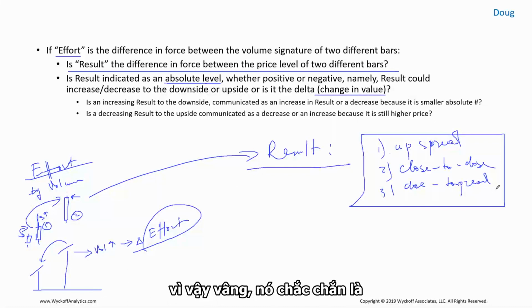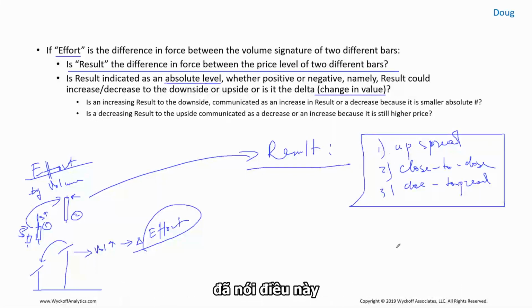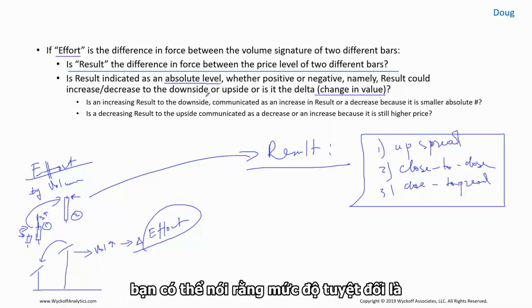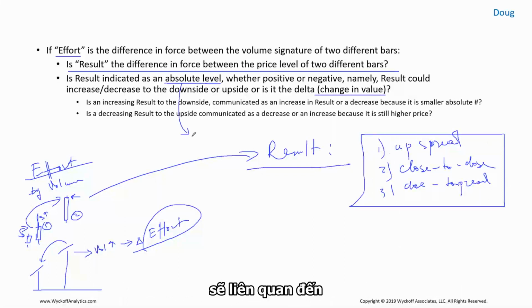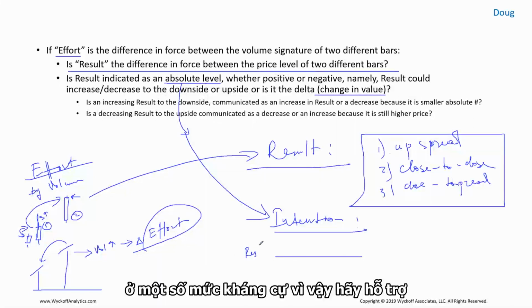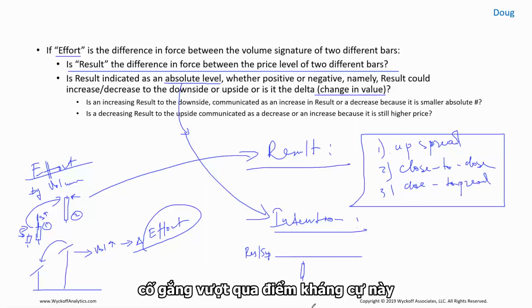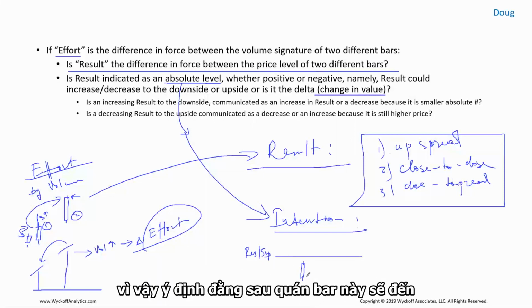So yes, it's definitely a quantifiable change in value type of parameter. Having said this, you could say that the absolute level is going to be related to the intention itself, right? Because we are going to be looking at some level of resistance or support. It doesn't really matter. And then we're going to be looking for the bar that's going to try to overcome this point of resistance. So the intention behind this bar is to commit above.